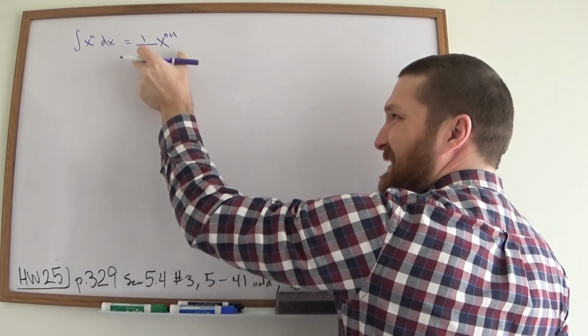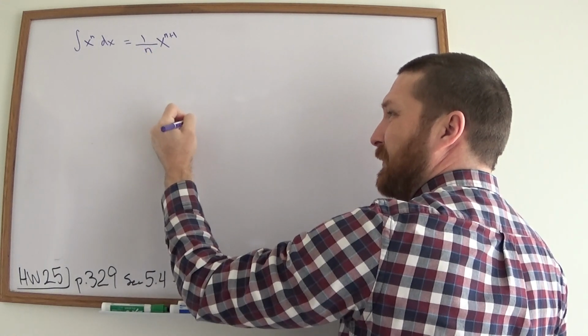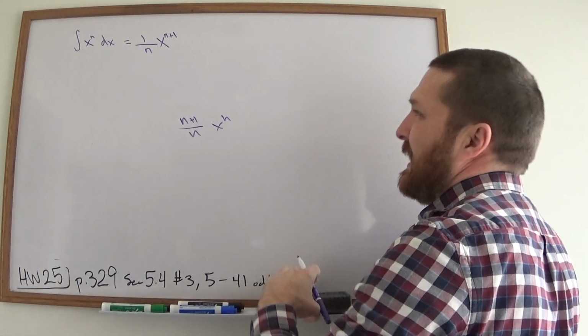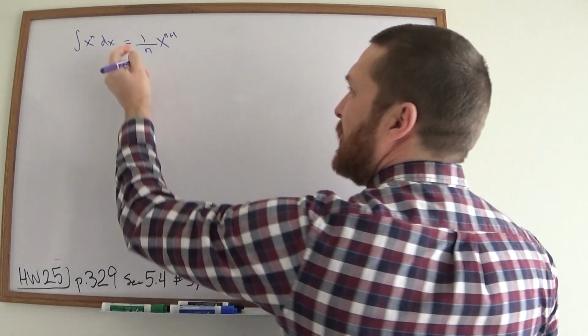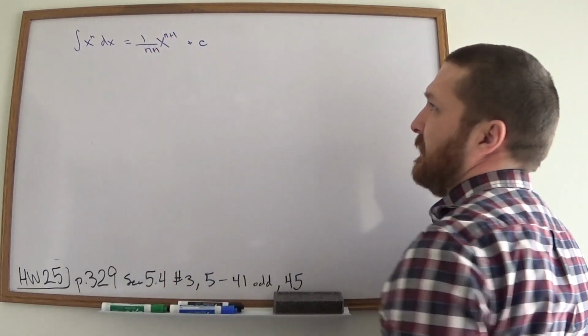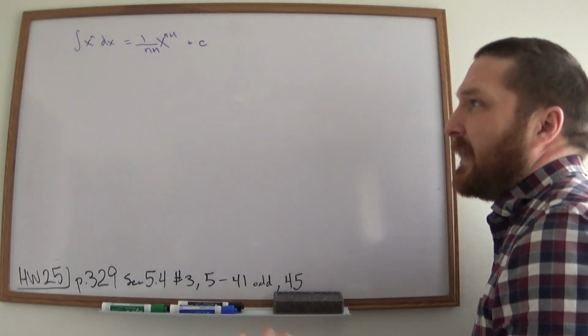Let's see what happens. Take the derivative of this. The n plus 1 drops down, so we get that. It has to be divided by n plus 1. Aha! So x to the n plus 1 over n plus 1, plus c. And this is how this is going to work.